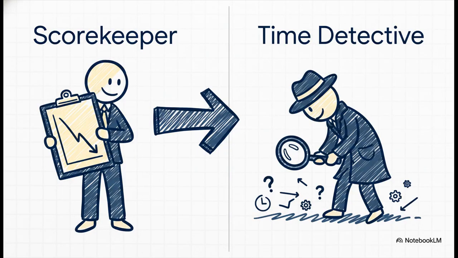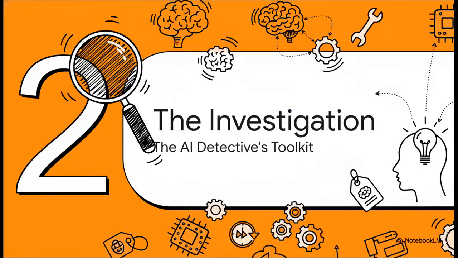And this is where the job itself just completely changes. The project planner is no longer just a scorekeeper, reporting on delays after the fact. Nope. They become a time detective, actively on the case of the missing days. So what kind of tools does our time detective get to use? Well, this is where AI steps in, providing a seriously powerful toolkit to run the investigation.